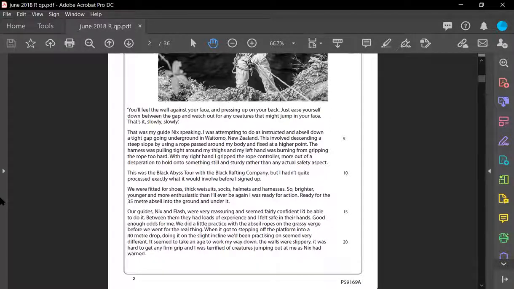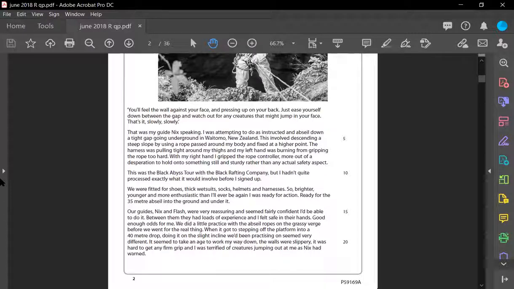Brighter, younger, and more enthusiastic than I will ever be again, I was ready for action, ready for the 35-meter abseil into the ground and under it. Our guides, Nick and Fresh, were very reassuring and seemed fairly confident I'd be able to do it. Between them, they had loads of experience, and I felt safe in their hands. Good enough odds for me. We did a little practice with the abseil ropes on the grassy verge before we went for the real thing.